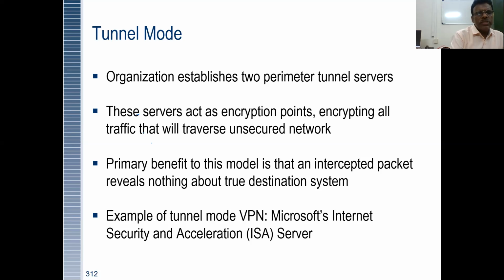What are the advantages of this? In this particular model, an intercepted packet reveals nothing about the true destination. See, it may be the internal user X acts like a source, and Z acts like a destination. In between, you can identify multiple users, X1, X2, up to Xn. Similarly, before Z there is connectivity. They may not come to know who is working or what sort of flow is going on, which is specifically meant for maintaining secure flow with the help of tunnel mode.